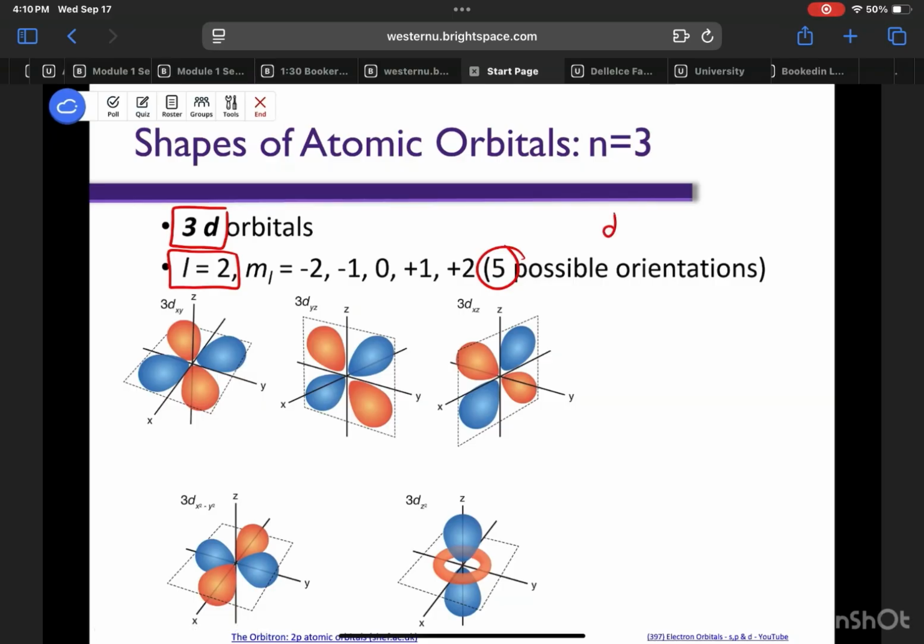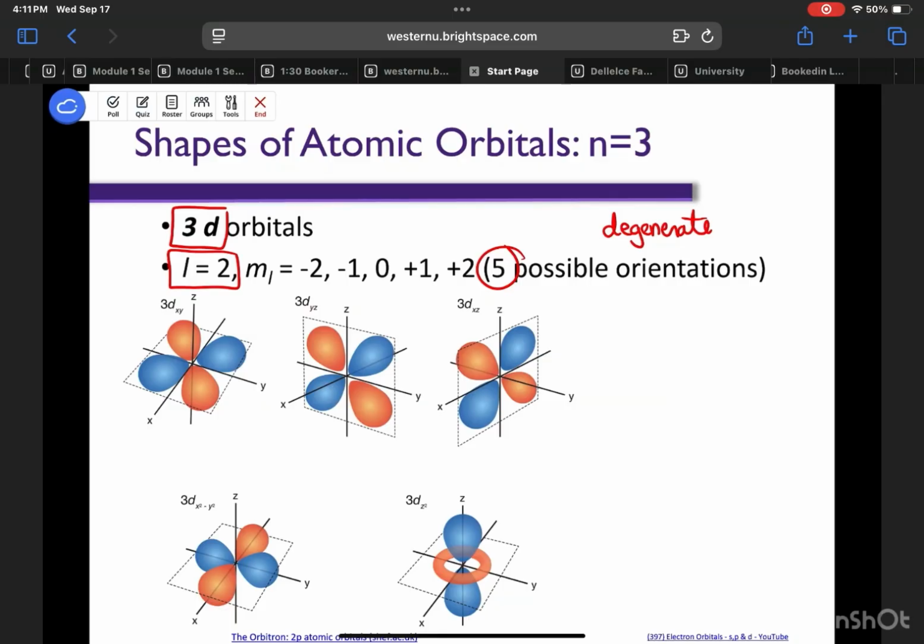These are also degenerate, which means they have the same energy level when we're talking about an isolated atom all by itself. We're going to see as we move along that it actually gets a little bit more interesting. But when it's all by itself, these are degenerate. Okay, so let's see if we can visualize the d orbitals. Now we have one orbital. Let's start with the one on the top left, the 3d xy orbital.